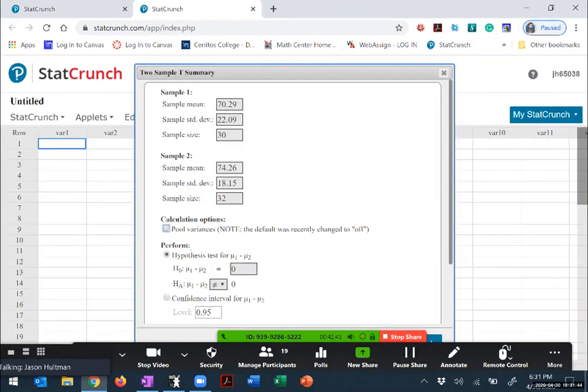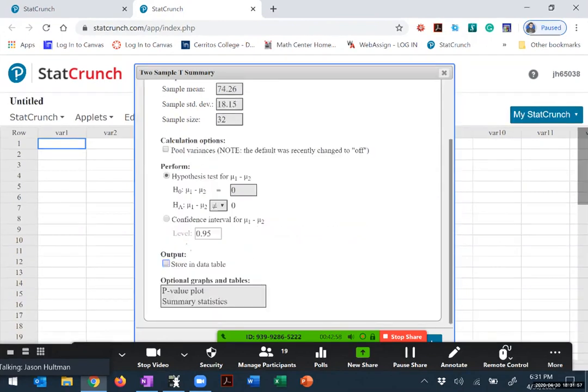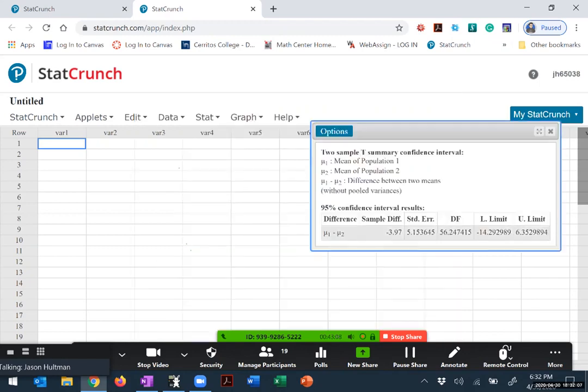Okay, do we want to pool our variances? No. Do we want a hypothesis test or a confidence interval? We want a confidence interval. So I'm going to click on confidence interval here. And what do we want? We want a 95% confidence interval. And then I'm going to hit compute, and it's going to tell me what my lower and upper limit are. My lower limit was negative 14.293, and my upper limit was 6.352. So that's how you do that on StatCrunch.